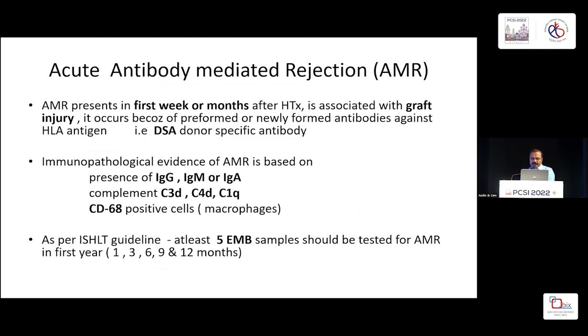Antibody mediated rejection is common in the first week to months of the heart transplantation and is usually associated with graft injury. How do we diagnose this? When there is a presence of immunoglobulins IgG, IgM, and complement C3d, C4d, and C1q, and CD68. That is a marker for the macrophages. When these are present, it indicates there is an antibody-mediated rejection. And as per the ISHLT data, at least 5 endomyocardial biopsies should be done for the diagnosis of AMR.